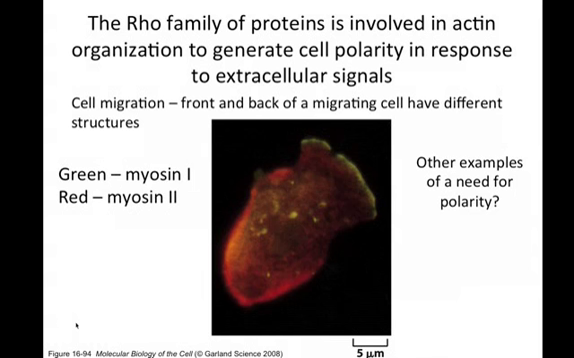Anything else? Anyone want to add to that? Polarity can mean different things, yeah. So also when you think about cell division, you need to have some plane upon which the cell divides, so you need to establish different sides for that too. In yeast, when you're budding, there's a need to establish some polarity there.